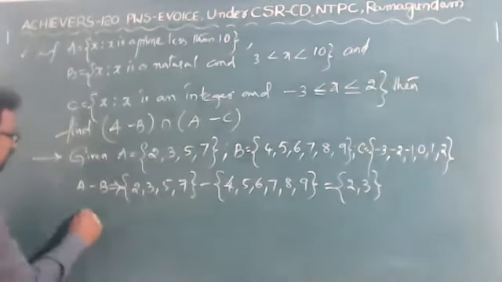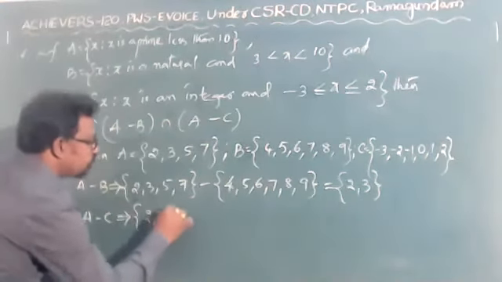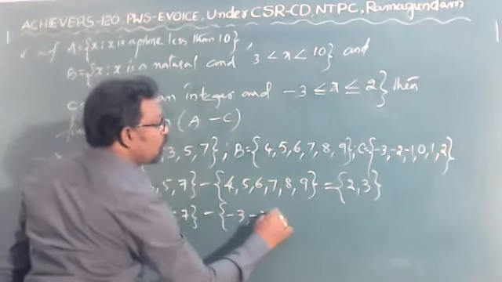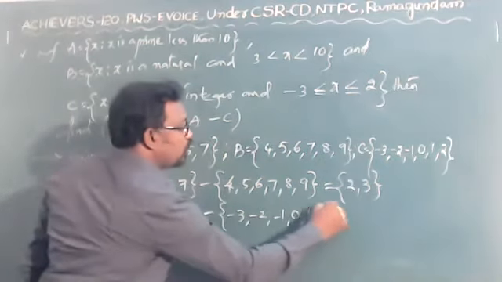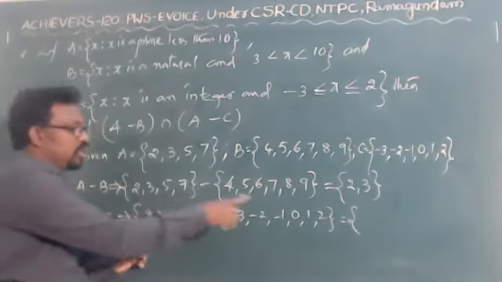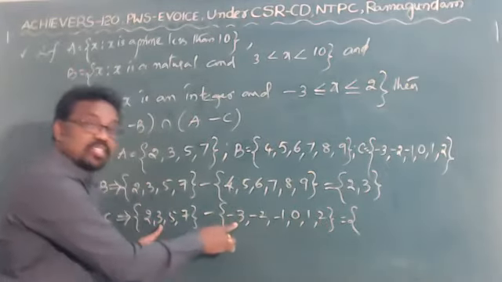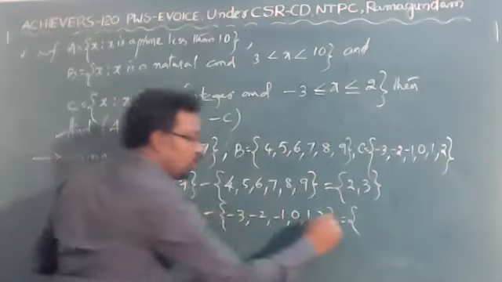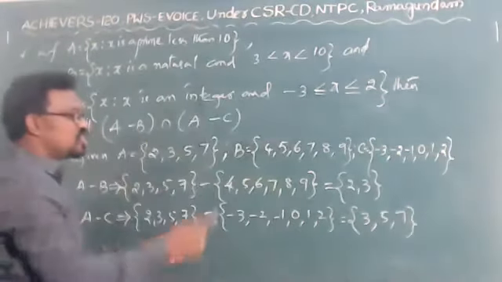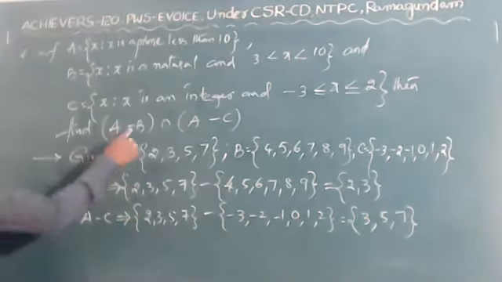And same like that, A minus C. What is A? 2, 3, 5, 7. Minus C. What is C? Minus 3, minus 2, minus 1, 0, 1, 2. Minus in the sense, write down: 2. Is there 2? You should not write here. 3. Is there 3? Not there. Minus 3 is there, positive 3 is not there, so 3. 5, it's not there. 7, it's not there. So you have to write which are left from the first set. Okay, children?